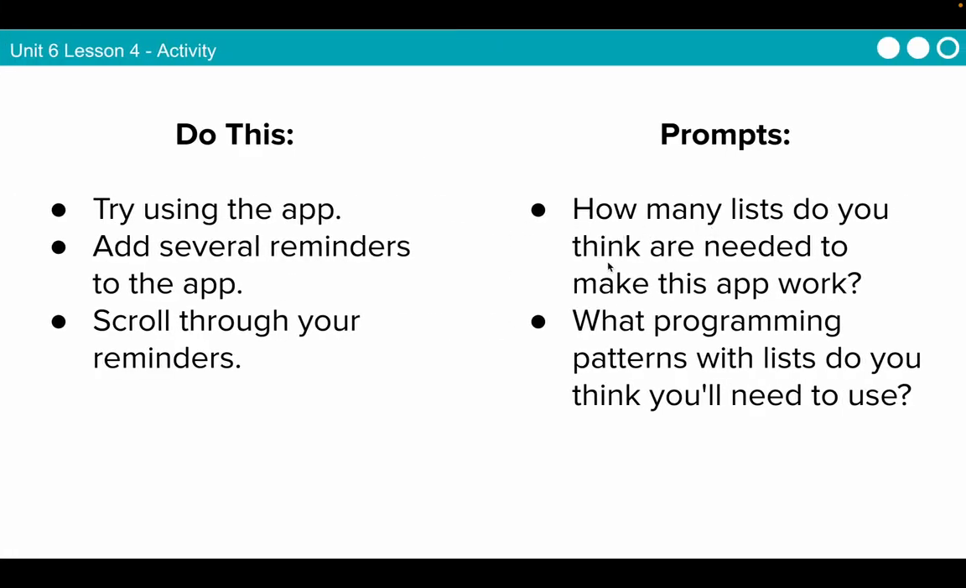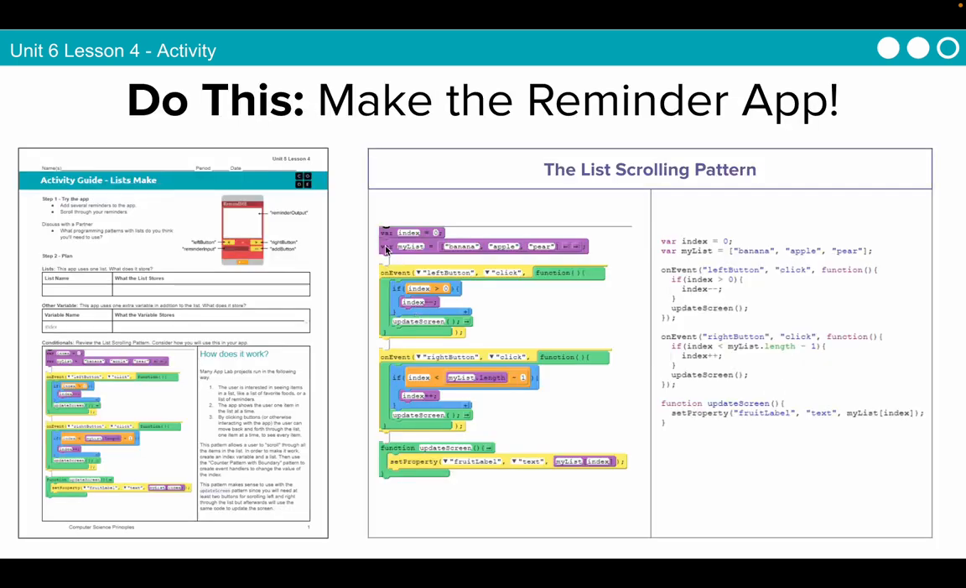Now, how many lists do you think are needed? What programming patterns? We already went through that, okay? Now, when you make the reminder app, this is the list scrolling pattern. I will have you download the activity guide from Schoology, okay, because it has the list scrolling pattern in it, and this is the code that you will use to make the list scrolling pattern. Okay, so that's going to be very crucial to making the app work, okay?